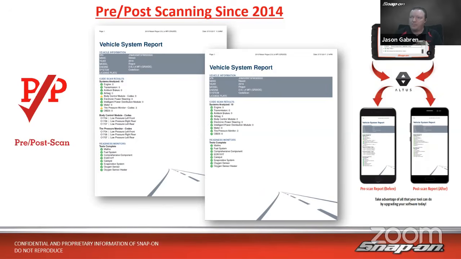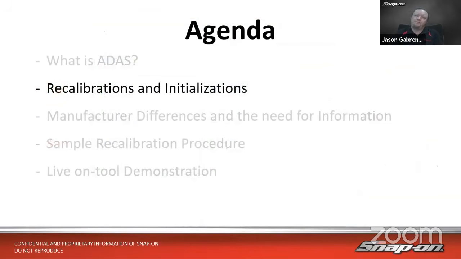You're good to go. Now, as far as Snap-on's concerned, we've been doing pre and post scan in our scan tool since 2014. That is 6 years. Holy moly. That's been a long time. We've been doing full pre and post scan, but then we've enhanced it over the last few years, also with our free cloud service, which we'll talk about a little bit later when I go live on the tool.